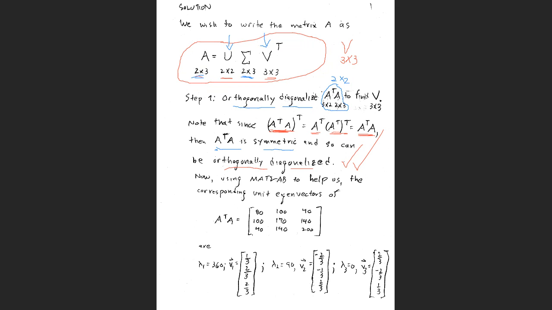So we're going to use MATLAB to help us here. First of all, we would type in MATLAB the matrix A, and then we would find A transpose A, and we would get this symmetric matrix. The eigenvalues and eigenvectors are listed here. Lambda 1, which is the largest eigenvalue, is equal to 360. So the unit eigenvector corresponding to that would be 1/3, 2/3, and 2/3.